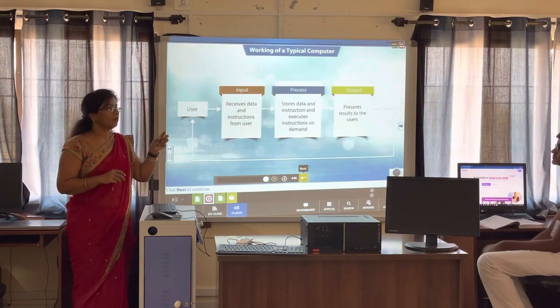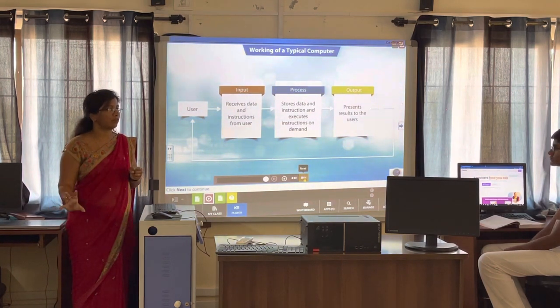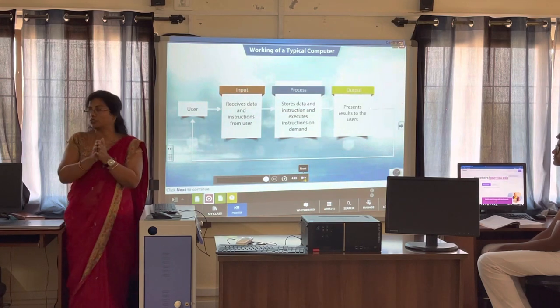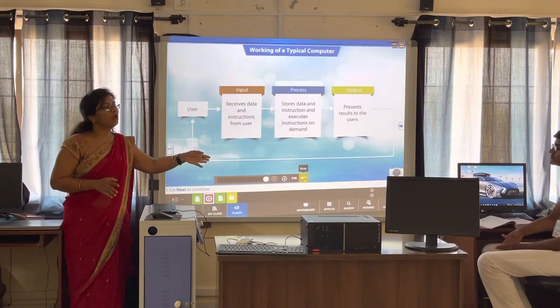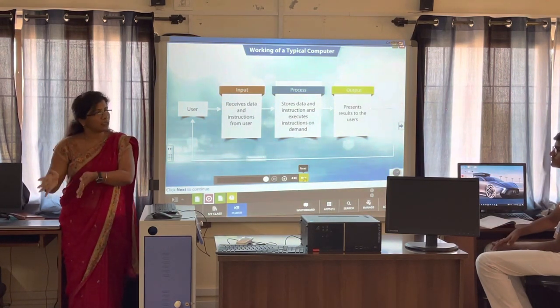actually decides whether you want to execute something, process something, or just store it. It reads the instruction and works accordingly. If it finds that this particular information received from the user is only for storage, and there is no processing to be done, it just gives it to the memory unit and gets it stored.